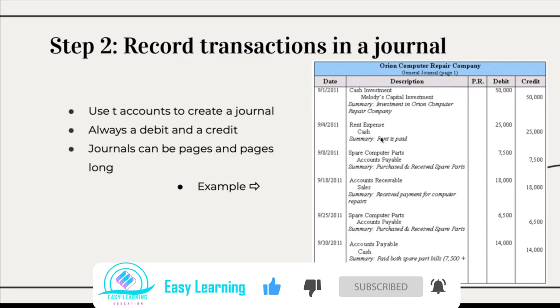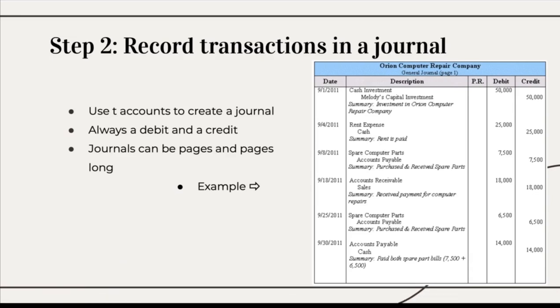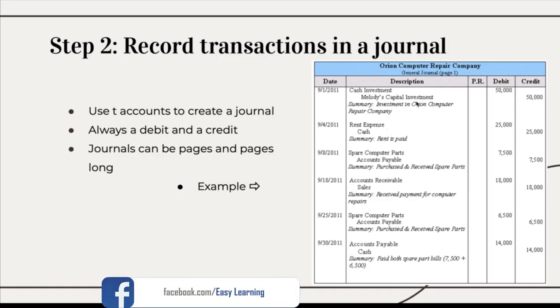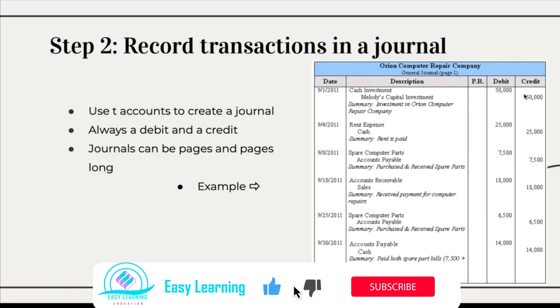Step 2 is to record transactions on a journal. This is where our T accounts that we talked about earlier come in handy, because when you record transactions to a journal, you always use double entry bookkeeping, meaning there's always going to be a debit and a credit. It's a little hard to read, but on our right, here's the general journal of the Orion Computer Repair Company. The T account is rearranged, and for each transaction, there's a row with the date, the debit account description, the credit account description, the debit amount, and the credit amount. These journals are usually pages and pages long.